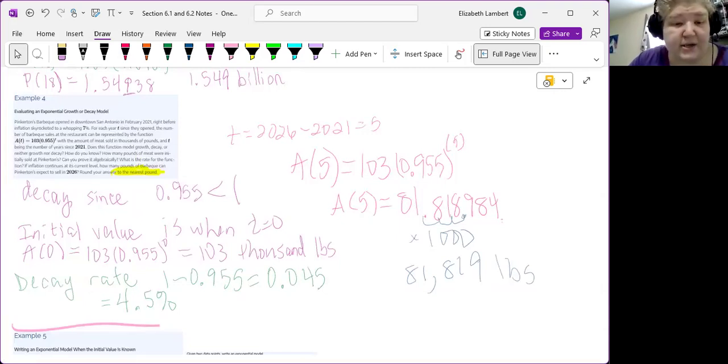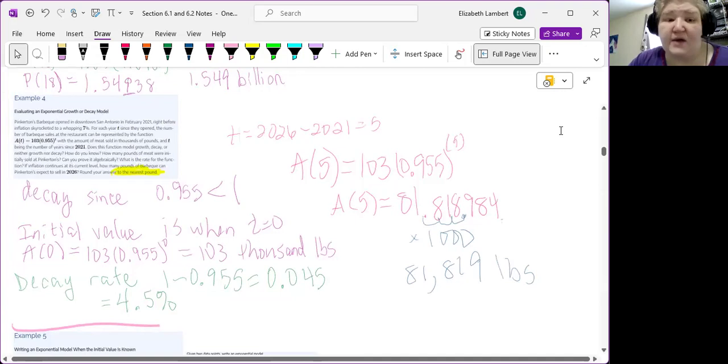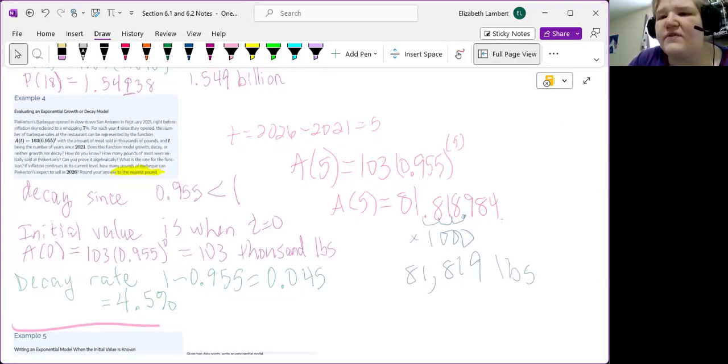All right, we're going to call it on this one. Then we're going to have some algebraic ugliness of find the function given some points.